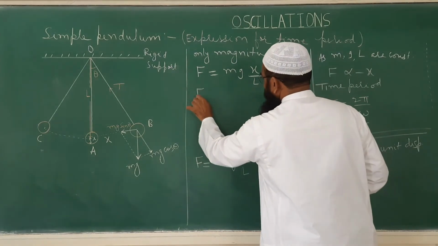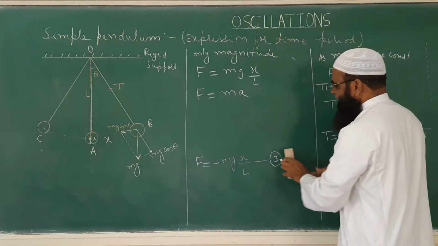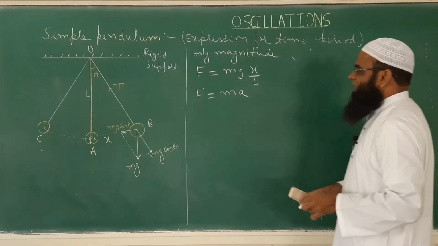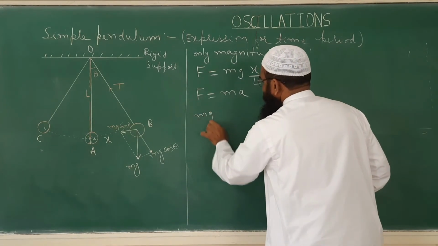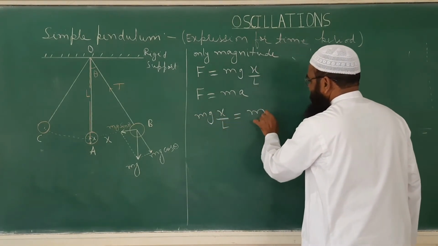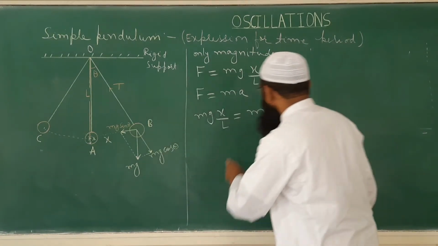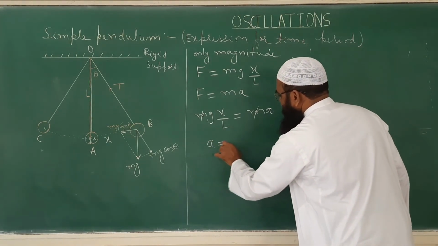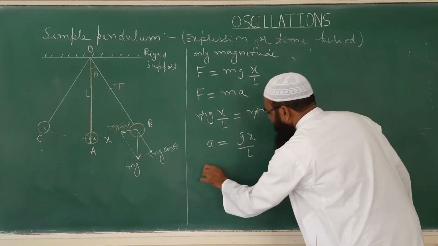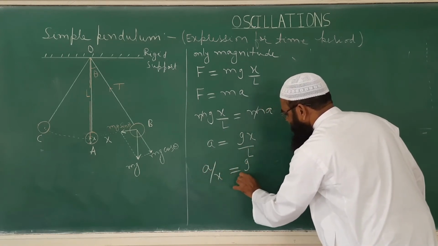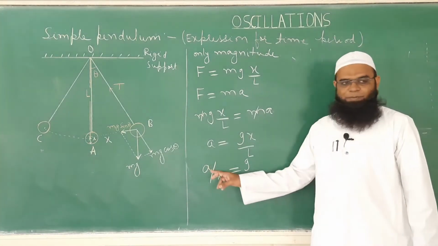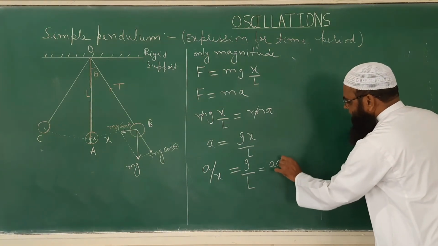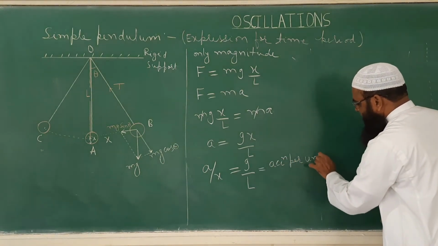Now we also know that from Newton's second law of motion, F is equal to ma. So if we compare these two equations, we get mg x upon L is equal to ma. Here m and m get cancelled. So what do we get for a? A is equal to g x upon L, or a upon x is equal to g upon L. Now what is a upon x? This is nothing but acceleration per unit displacement.